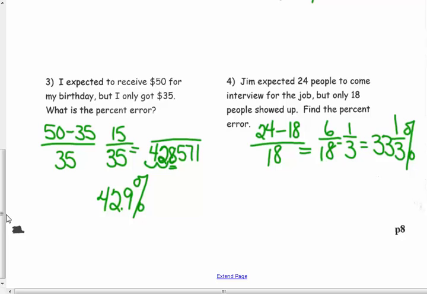And we're going to practice more percent error and more problem of the day kind of questions, writing expressions and equations in class tomorrow.